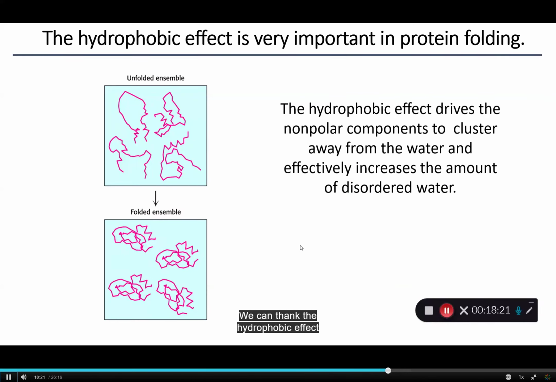We can thank the hydrophobic effect for the fact that it does happen on its own, which is the amount of entropy that increases as a result of releasing all that water offsets the amount of entropy that is decreased by the folding of the protein. And so lots of disordered water and only a little bit of ordered protein gives you a net result of an overall increase in entropy. And so therefore it happens spontaneously.